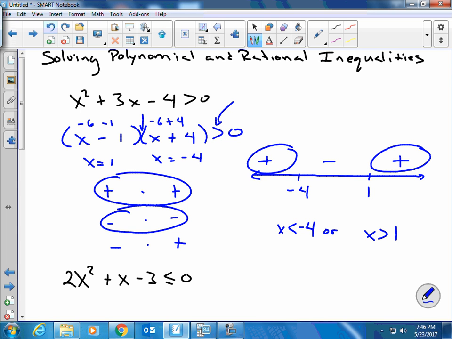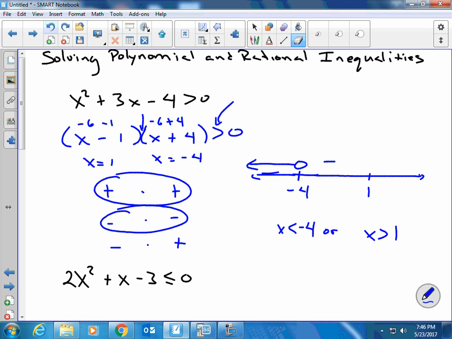Okay? How do I graph that? I have an open circle. Let me get rid of this. I have an open circle and an arrow going that way. Or another notation is interval notation, and I have a parentheses and an arrow going that way.